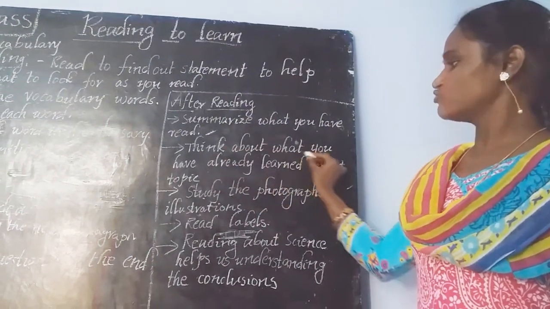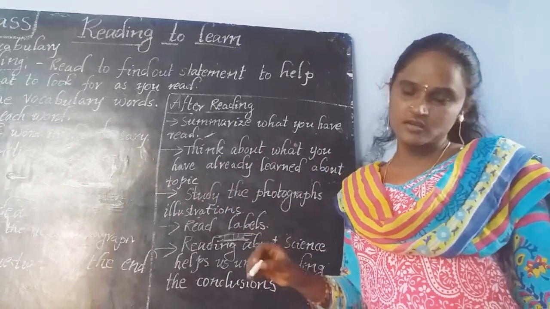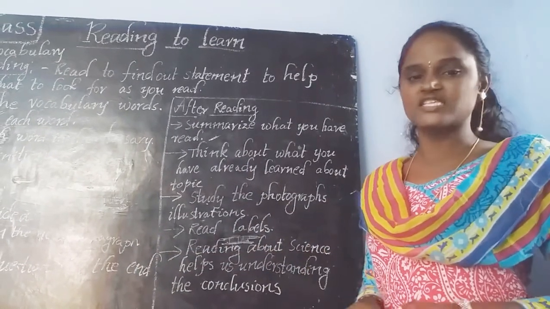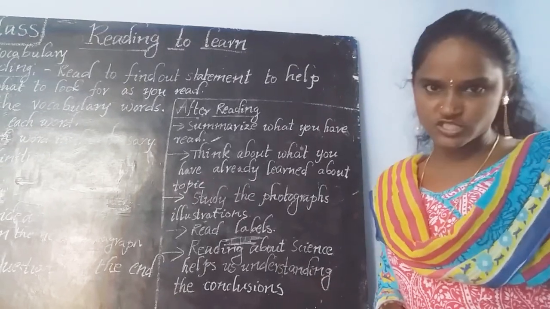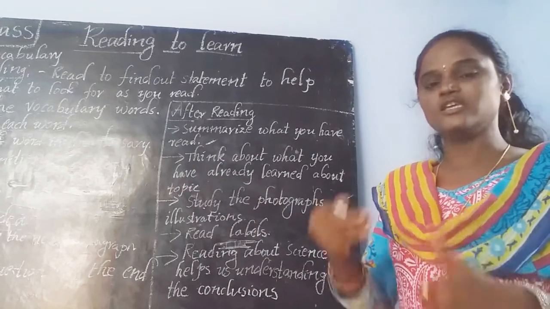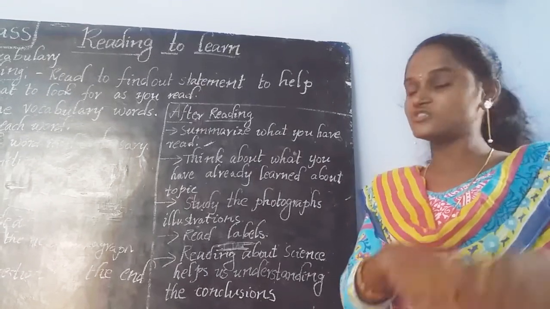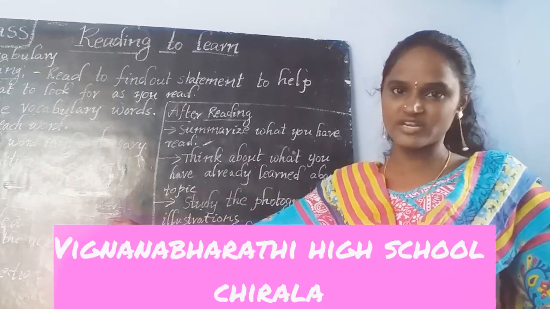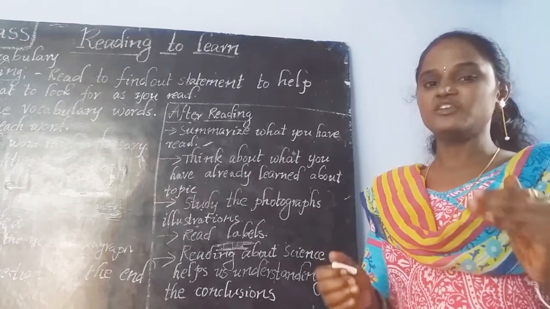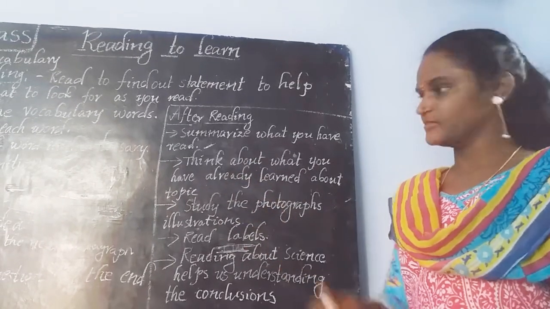Then think about what you have already learned about the topic. Before going to read that, what do you know about the topic? For example, if we talk about an ecosystem, what do you know about ecosystem before going to read the topic? That thing, once again you remember, and later connect the known things with unknown things. By reading this, you may get one idea. Now connect the two, before knowledge and after knowledge. Then you may get clear-cut information and knowledge on the topic in an easy manner.